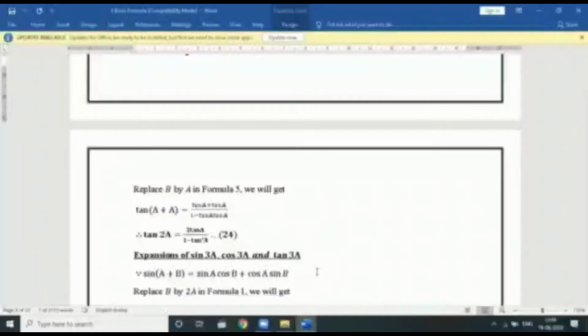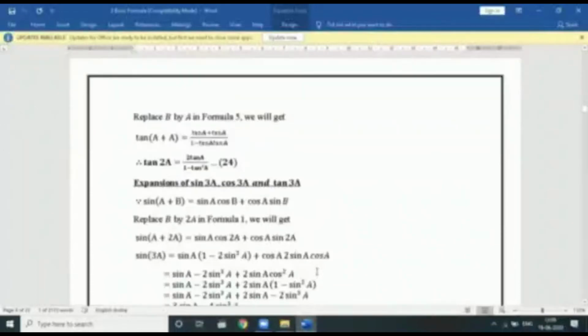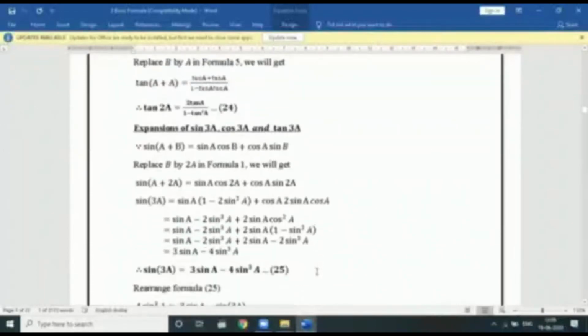Okay, go for the next expansion, sine 3a. In a similar way, in the previous formula, replace b by 2a. So what will happen? Here you can see sine(a plus 2a). According to the formula of sine(a plus b), we get sine a cos 2a plus cos a sine 2a.